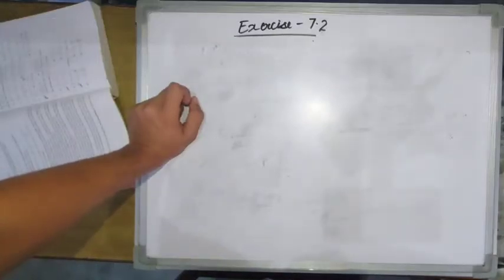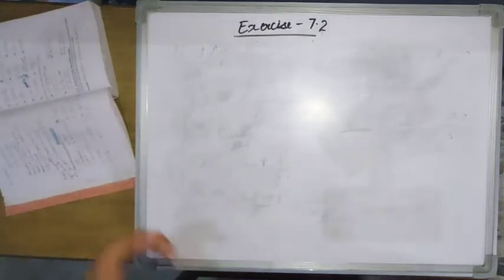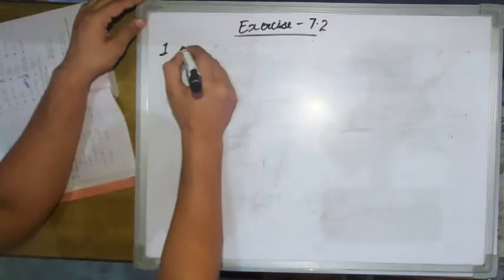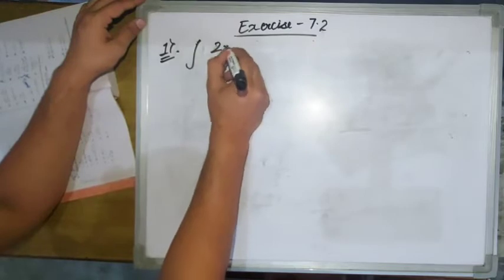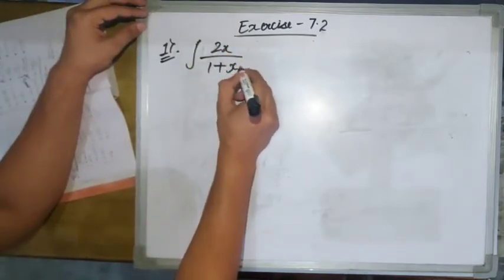This is Harsh and today we are going to solve exercise 7.2 from the NCERT, from chapter 7, which is integrals. Let's start with our very first question, which is: we need to find the integral of 2x upon 1 plus x square.